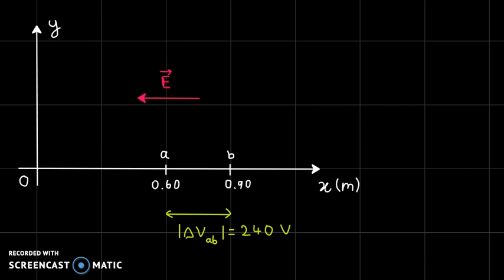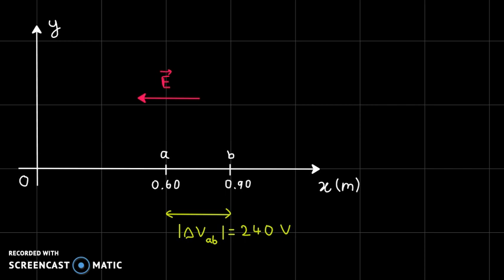It's 240 volts. And we are also told that the electric field, so this is a uniform electric field region, and the electric field is pointing in the negative x direction. Part A is asking which of these points is at the higher potential.